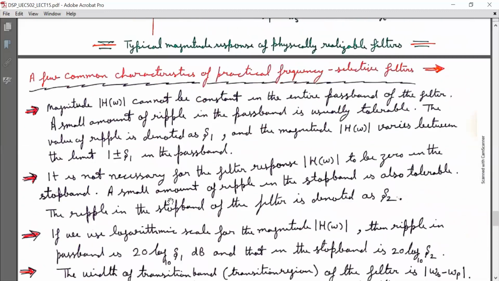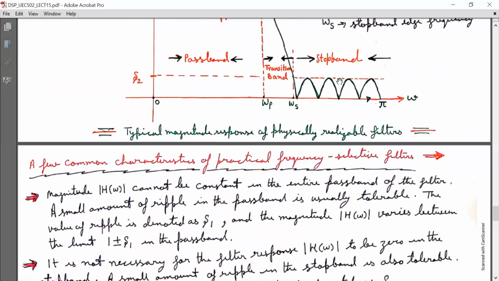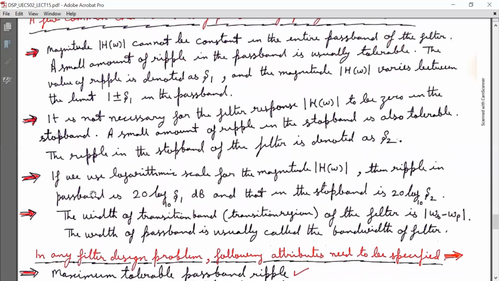It is not necessary for the filter response H(omega) to be 0 in the stop band. A small amount of ripple in the stop band is also tolerable. The ripple in the stop band of the filter is denoted as delta 2. So this is delta 2. Peak amplitude is delta 2. If we use logarithmic scale for magnitude of H(omega), then ripple in passband is 20 log10 delta 1 dB, and that in stop band is 20 log10 delta 2 dB.